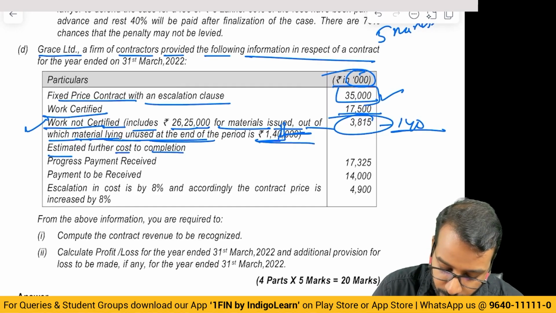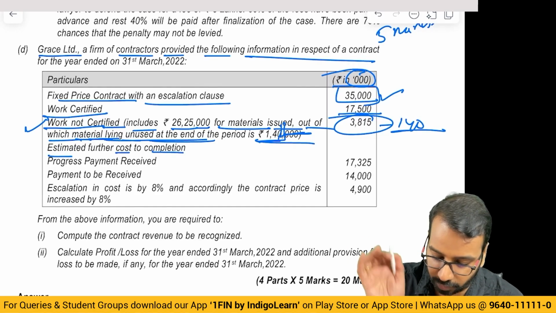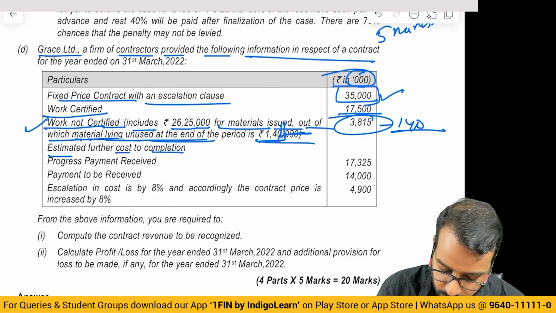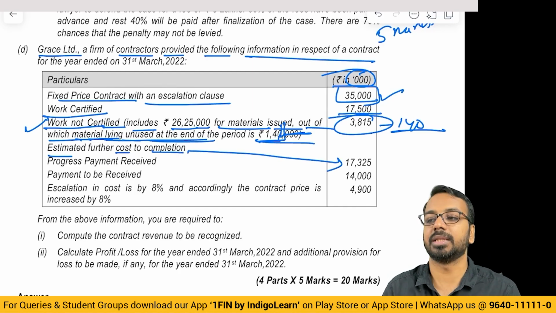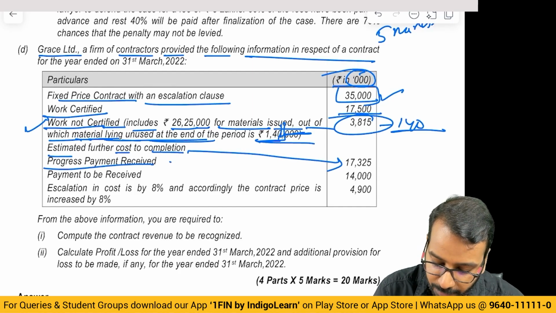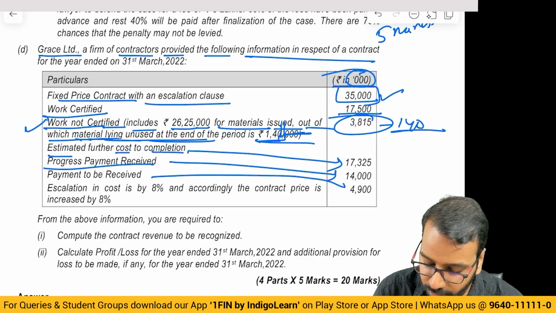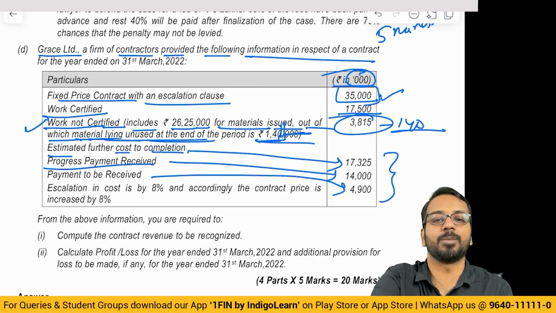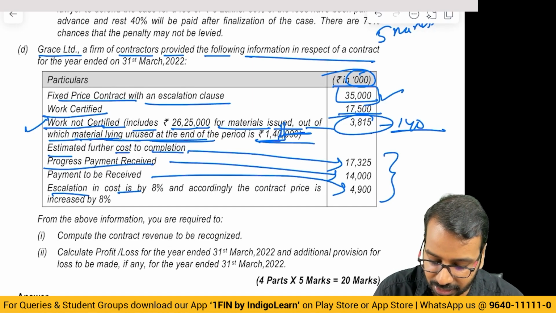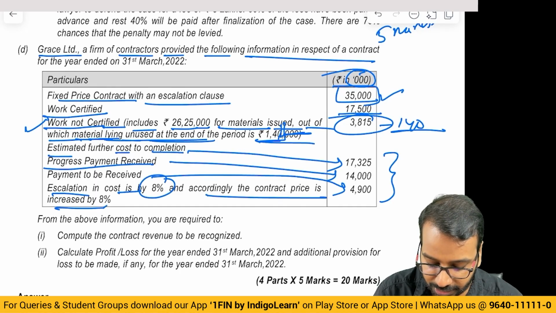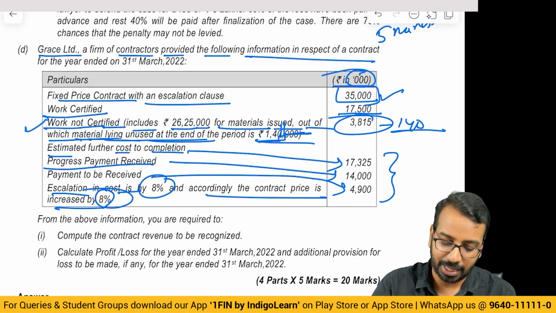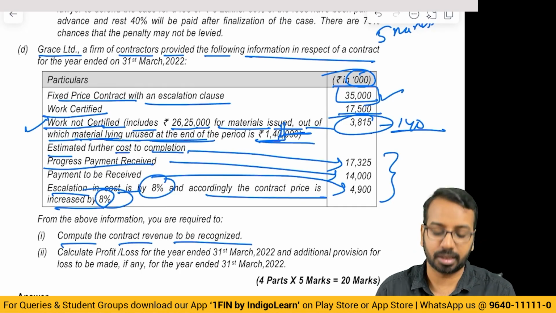Estimated further cost to completion. So here also they have given it in reverse. Estimated cost of completion 17,325. Progress payments received 14,000. Payments to be received 4,900. All these terminologies you are already aware of. Escalation is caused by 8% and contract prices increased by 8%. Similar, right? Compute the contract revenue to be recognized.